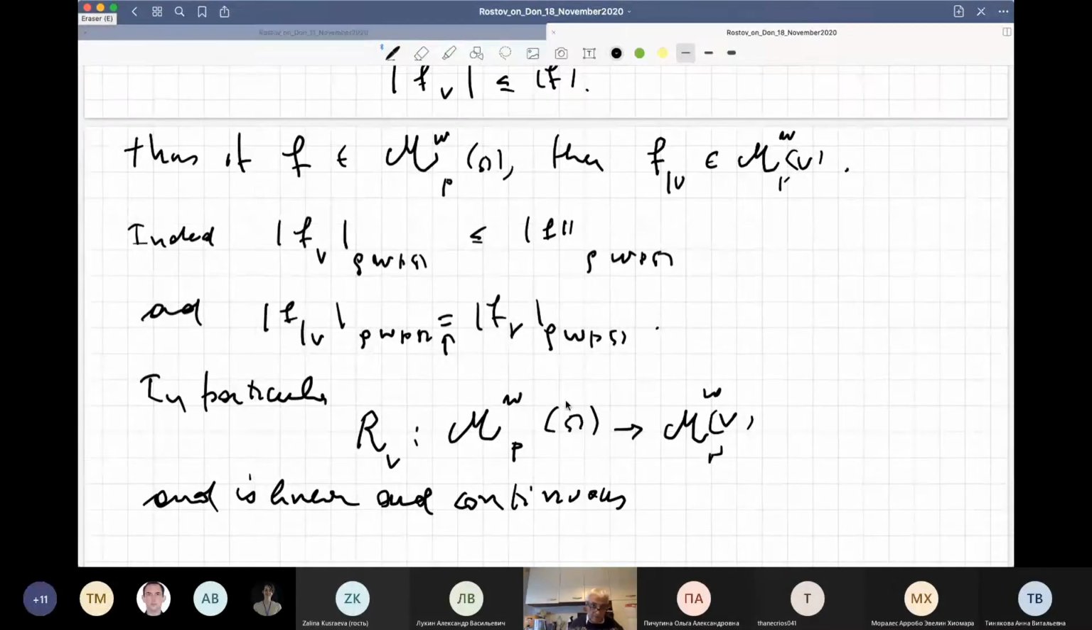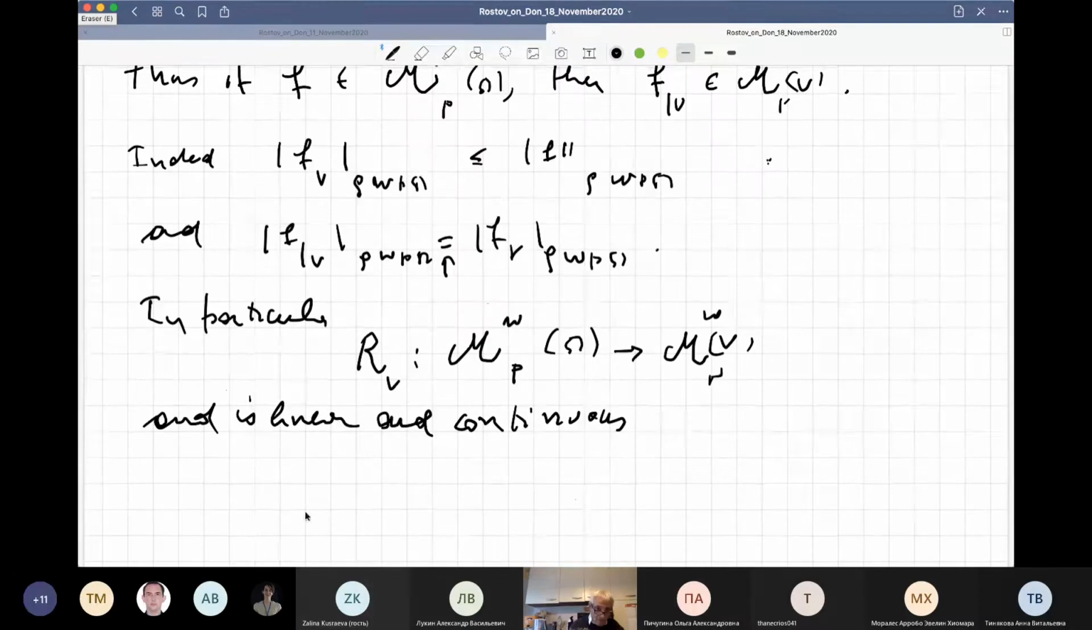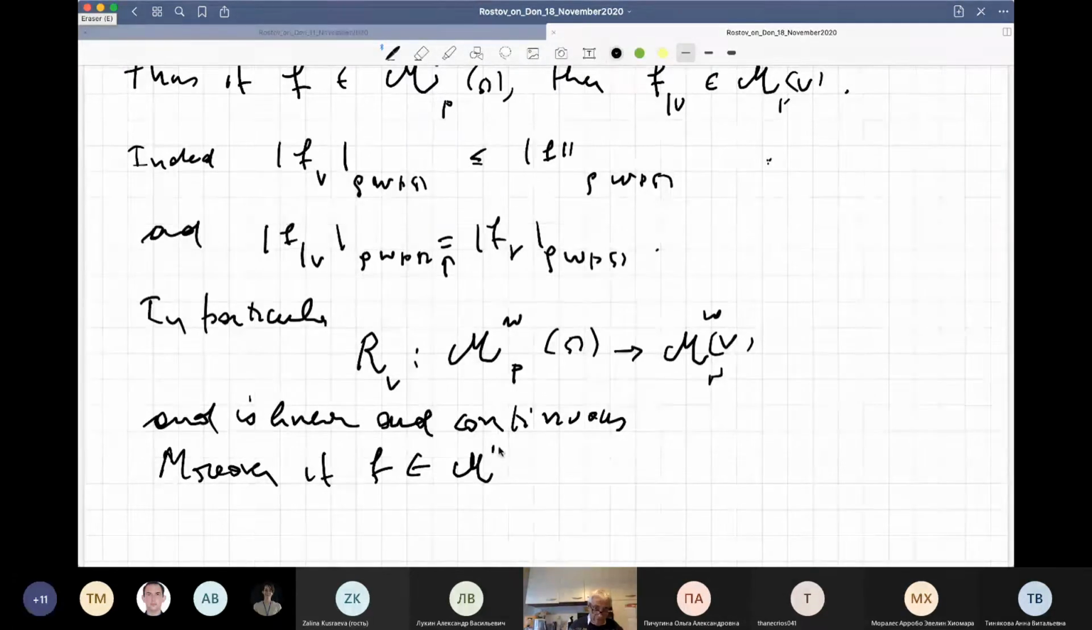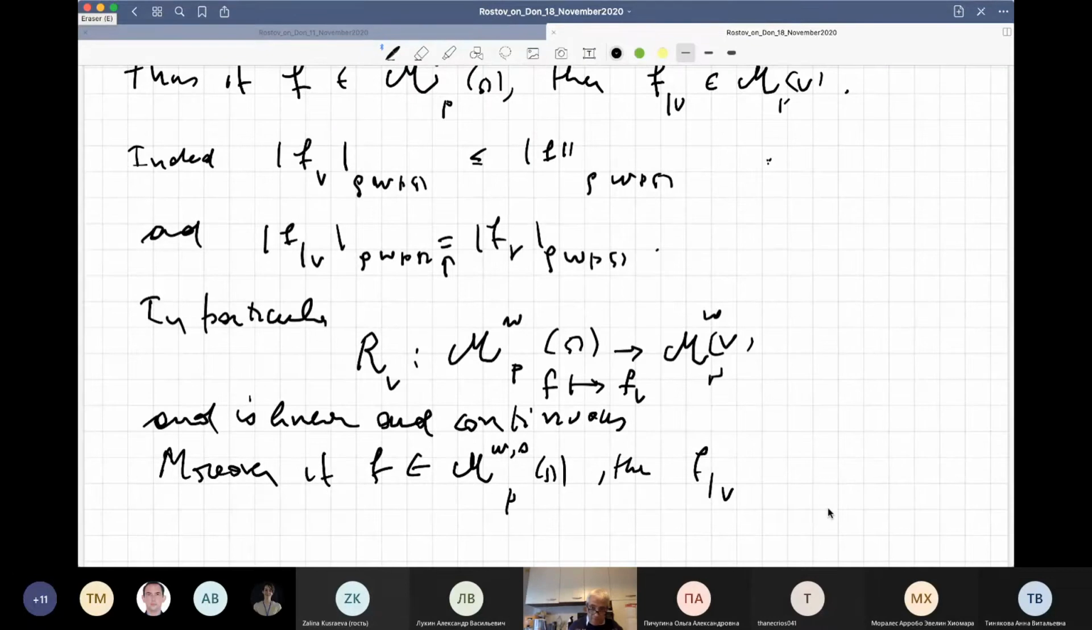Because you have the estimate here, and by the same estimate, moreover, if F is in the vanishing Morrey, then the restriction maps F to F restricted to V, which is in the Morrey. So it maps Morrey to Morrey, and vanishing Morrey to vanishing Morrey. How about the extension?